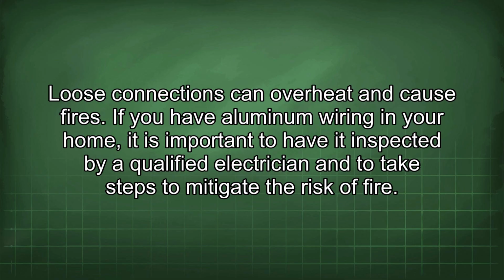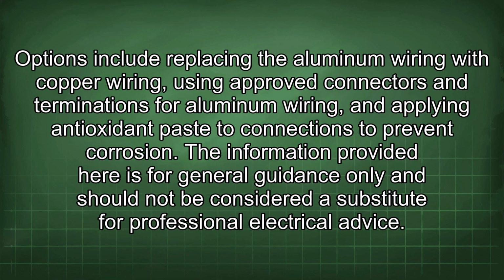If you have aluminum wiring in your home, it is important to have it inspected by a qualified electrician and to take steps to mitigate the risk of fire. Options include replacing the aluminum wiring with copper wiring, using approved connectors and terminations for aluminum wiring, and applying antioxidant paste to connections to prevent corrosion.